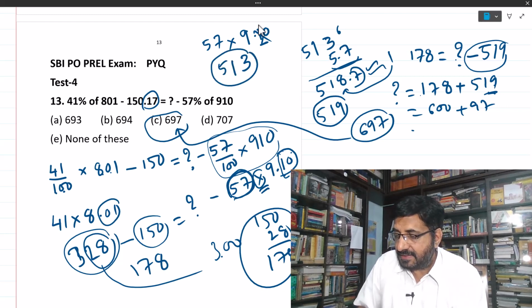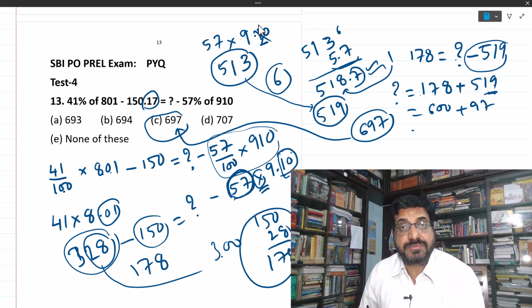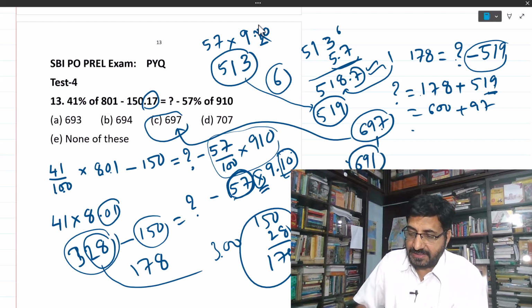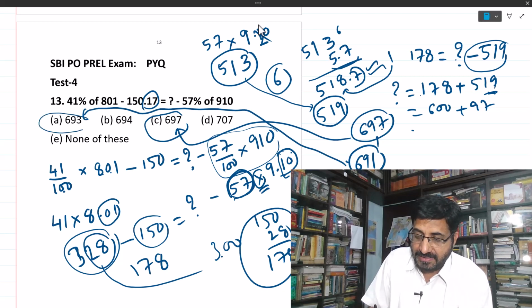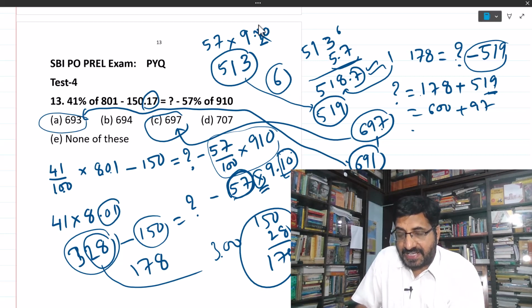See this, 513 and 519, almost 6 is the difference. So my answer will become minus 6, my answer will become 691. That is not given, but 691 is nearer to 693. So you might mark this answer, then you will go wrong because 697 is also given. So this is the correct answer here.